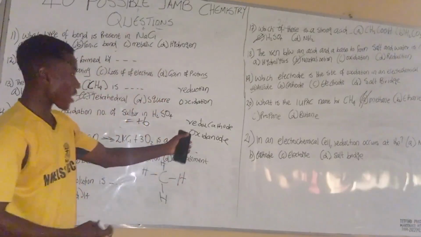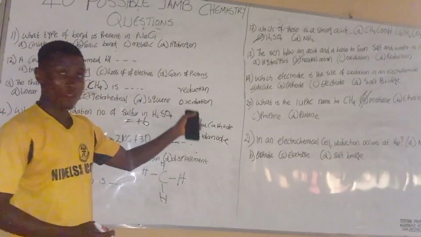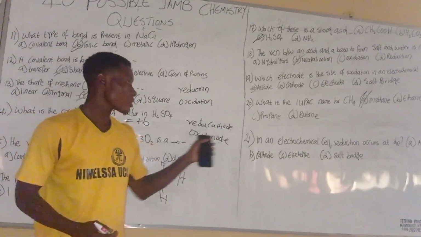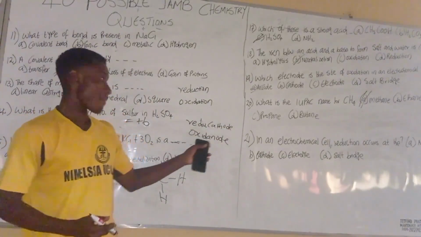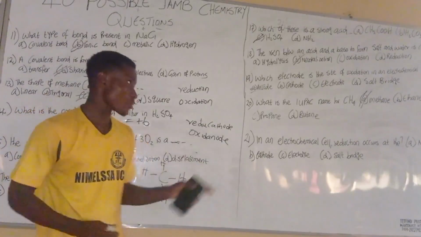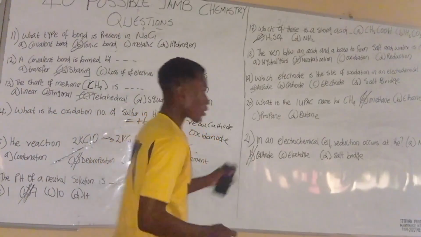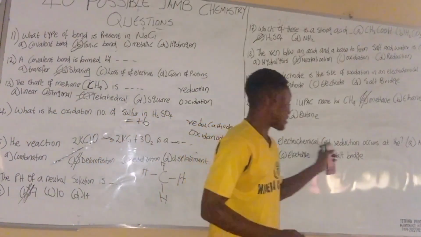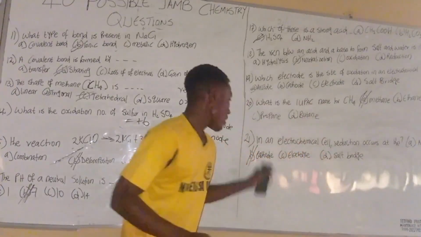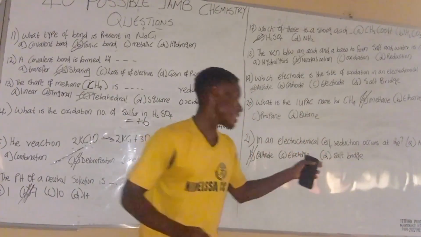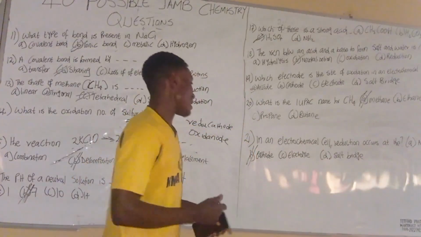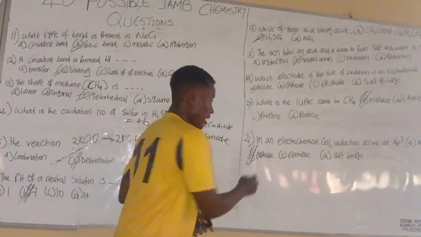21. It says, in an electrochemical cell, reduction occurs at A, anode, B, cathode, C, electrolyte, and D, salt bridge. This is what I just spoke about. We will say reduce cathode and oxidate anode. Oxidation happens at the anode and reduction happens at the cathode. So automatically reduction occurs at the cathode, which is B.